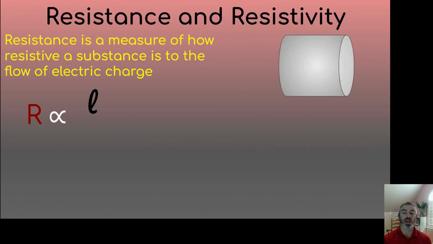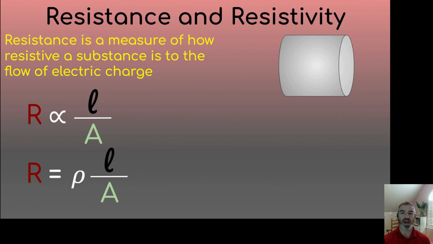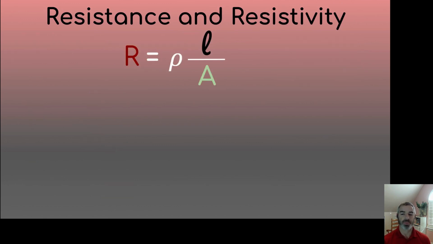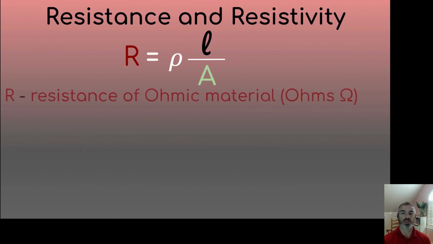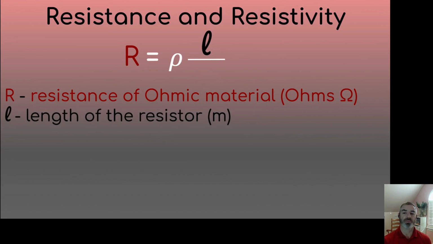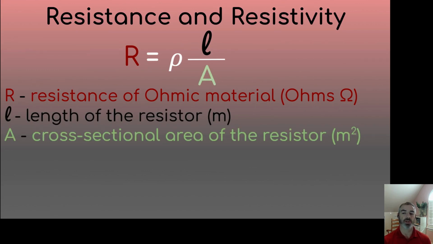If we increase the cross-sectional area, however, current can flow through a larger area much more easily. So that means that resistance and area have an inverse relationship. Now we know that we can take any proportionality and make it an equality by simply multiplying by a constant. So we're going to multiply by the Greek letter rho, and we'll talk about what that means in the next slide. R is the resistance, measured in ohms. L is the length of the resistor, measured in meters. A is the cross-sectional area, measured in meters squared.